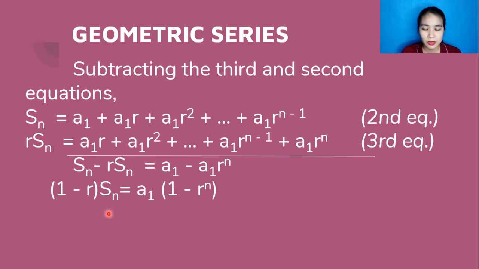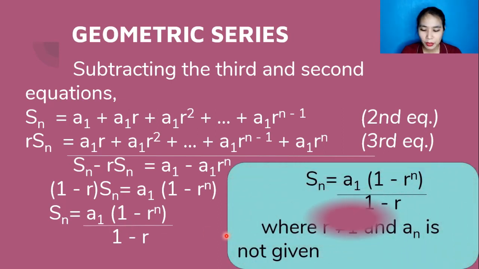So the remaining on the left side would be S of n equals, we have a sub 1 times 1 minus r raised to n times 1 over 1 minus r, which will still be equal to a sub 1 times 1 minus r raised to n over 1 minus r. So therefore, our formula in finding the finite geometric series, if our r is not equal to 1 and our a sub n, or the last term, is not given, will be S of n equals a sub 1 times the quantity of 1 minus r raised to n over 1 minus r.